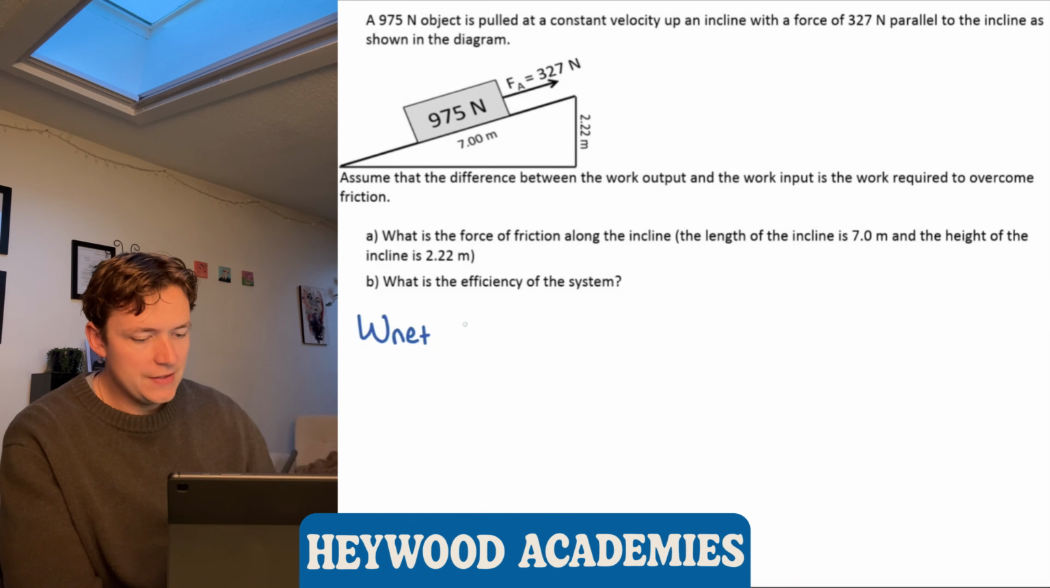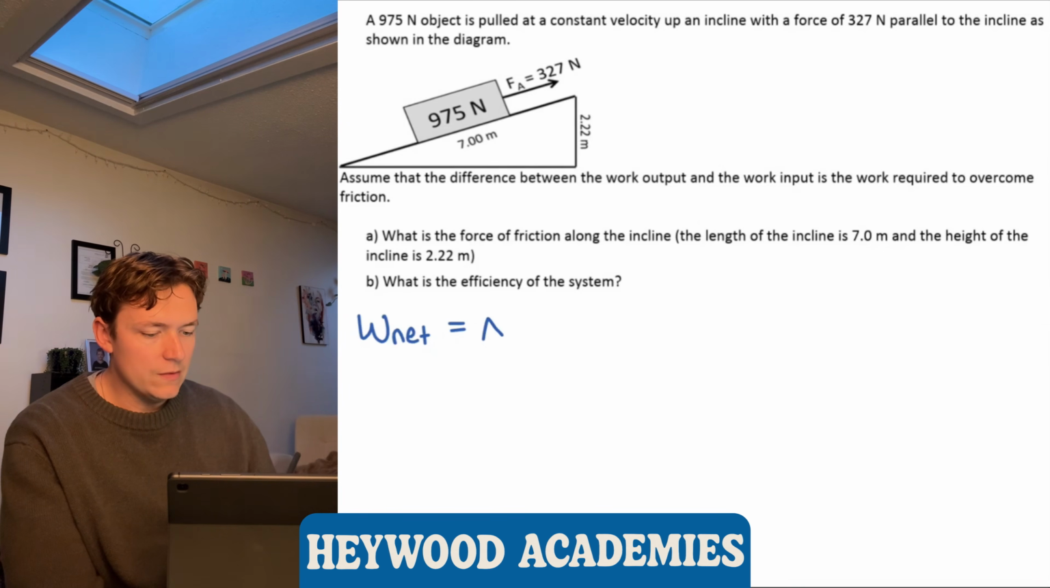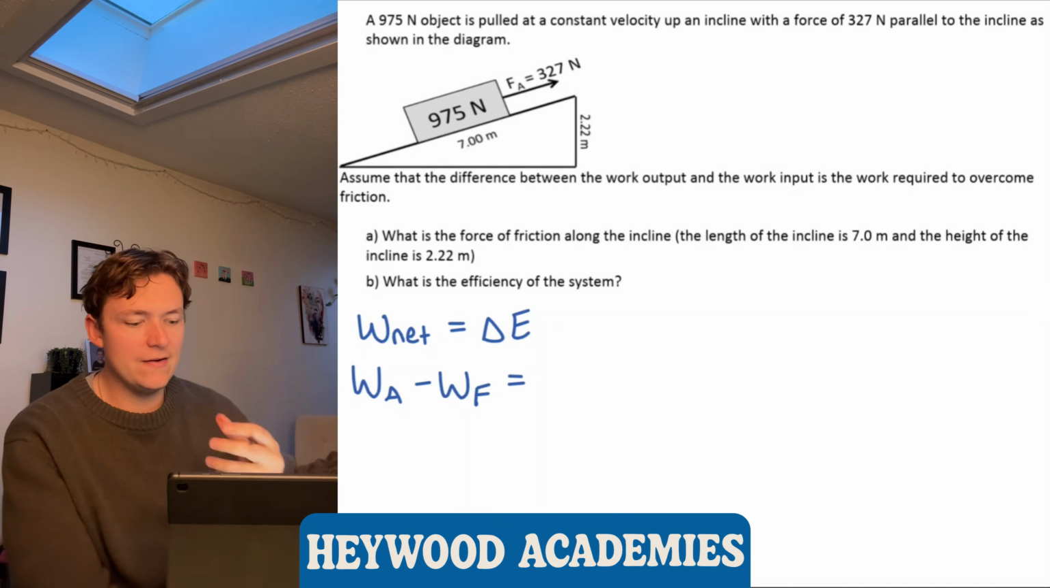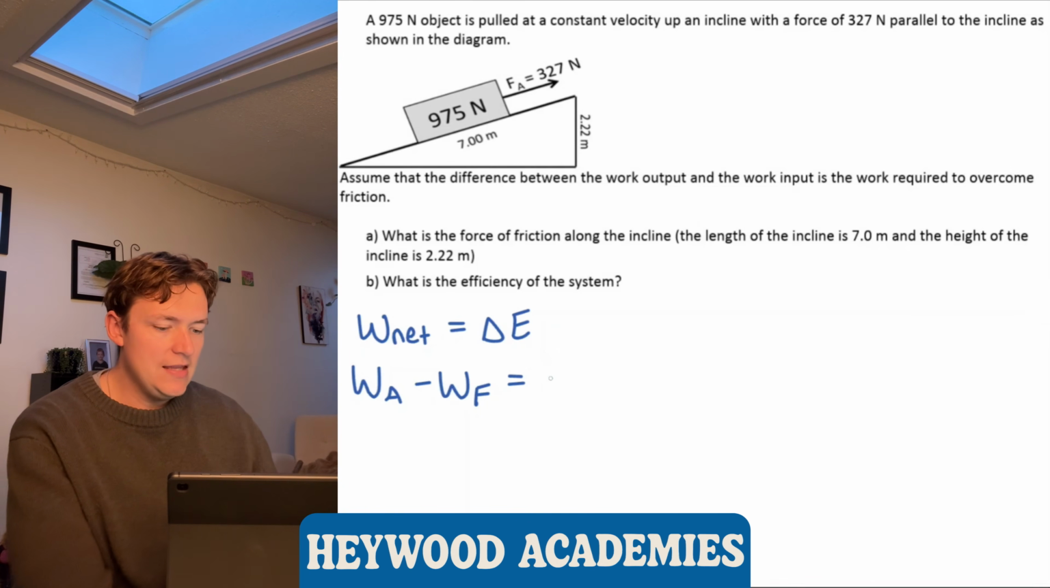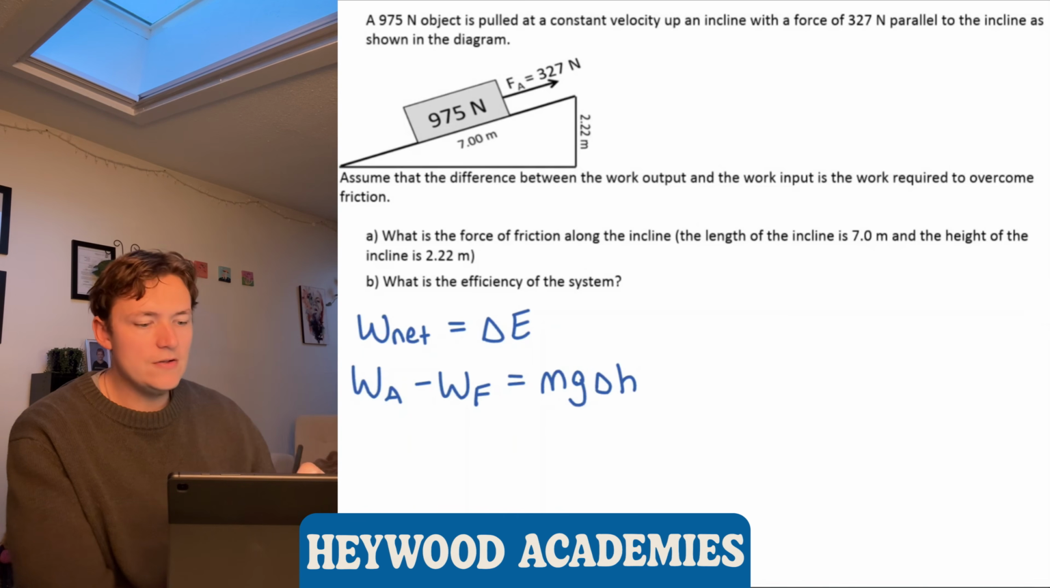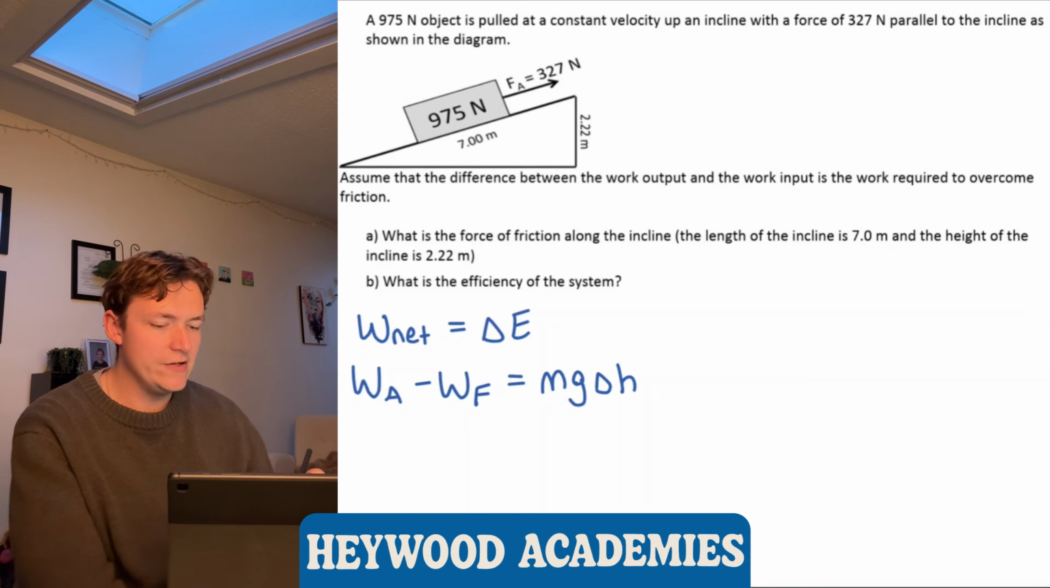net from the system is going to be equal to the change in energy of the system. The net work, there's going to be one term which comes from that applied force, and then there's going to be another term which comes from that friction force. So the applied force is going to add energy to the system, the friction force is going to take energy away from the system, and then the change in energy of the system is going to be mg delta h. So constant velocity, so there's no change in kinetic energy, just change in potential energy.